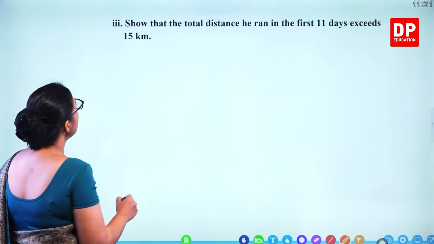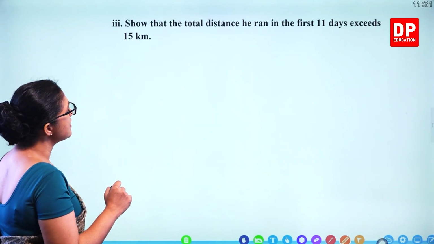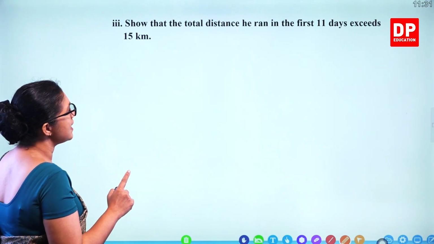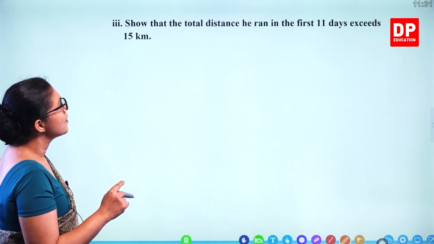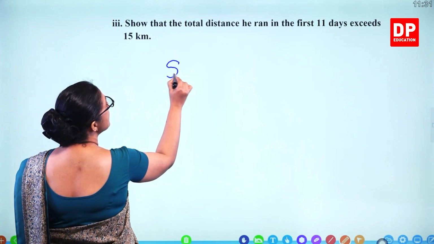Let's do the next one, third part. Show that the total distance he ran in the first 11 days exceeds 15 kilometers. So we'll see S11.